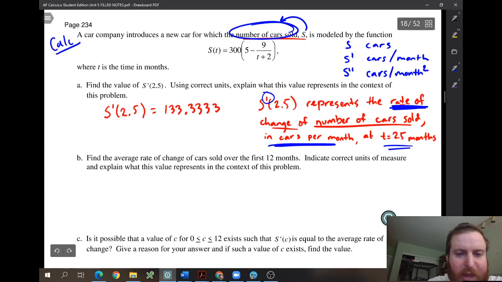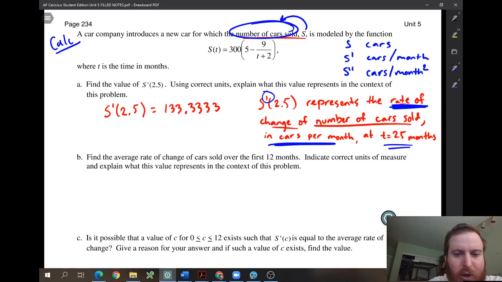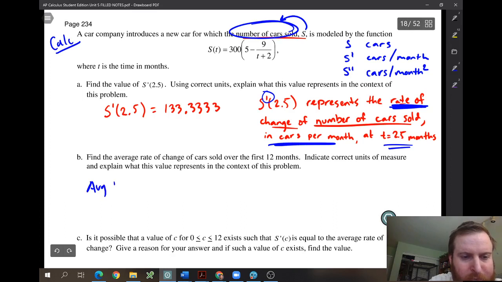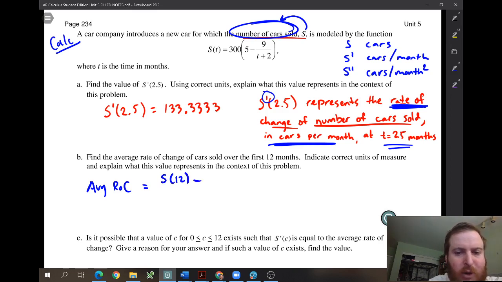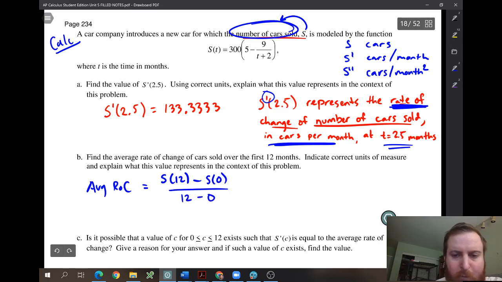Okay, next one, find the average rate of change of the cars sold over the first 12 months. So our average rate of change formula is equal to S of 12. Now for the first 12 months, they just gave us 12, but remember, this always has two, S of B and S of A. So the first 12 months would have been from 0 to 12. So S of 12 minus S of 0 over 12 minus 0. Now we're not going to plug these into the derivative. We're going to plug these into the original.